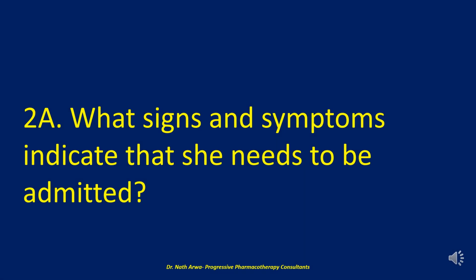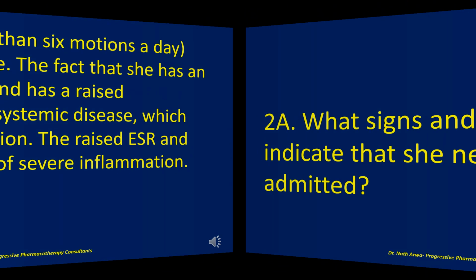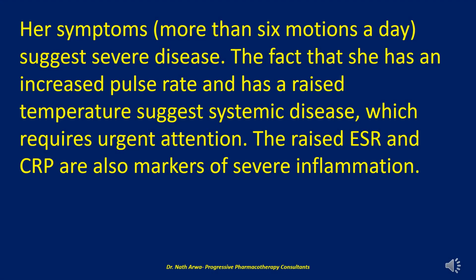Question 2a reads, what signs and symptoms indicate that she needs to be admitted? Her symptoms, more than 6 motions a day, suggest severe disease. The fact that she has an increased pulse rate and has a raised temperature suggests systemic disease, which requires urgent attention. The raised ESR and CRP are also markers of severe inflammation.